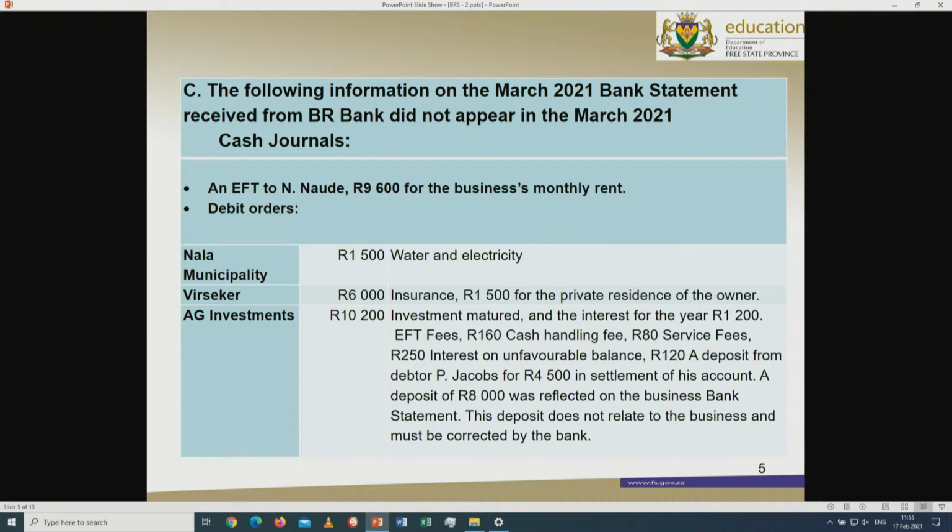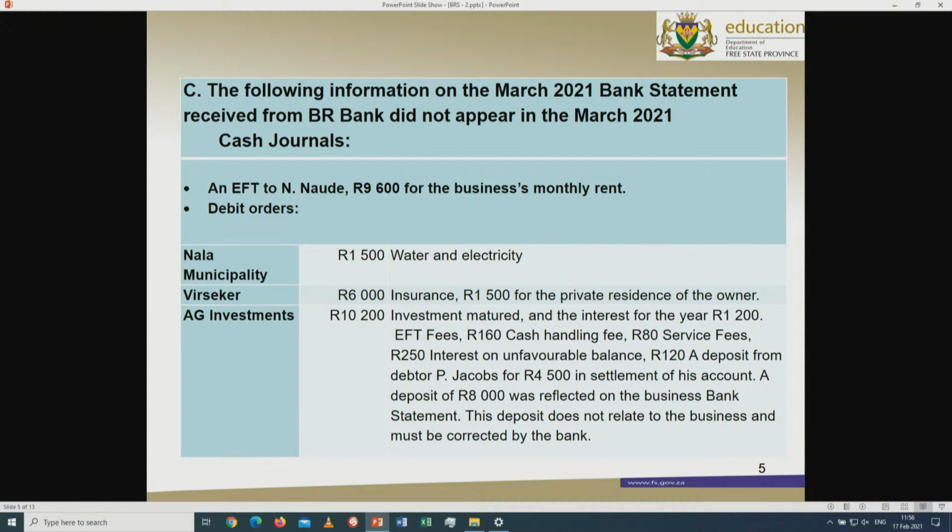According to information C, they are saying the following information is on the March bank statement. It means they appear only on the bank statement and they did not appear in our cash journals. Which ones are cash journals? They are our CRJ and our CPJ, the cash receipt journal and the cash payment journal. So you must know, if they appear on the bank statement and not on the cash journals, where we are supposed to record them.